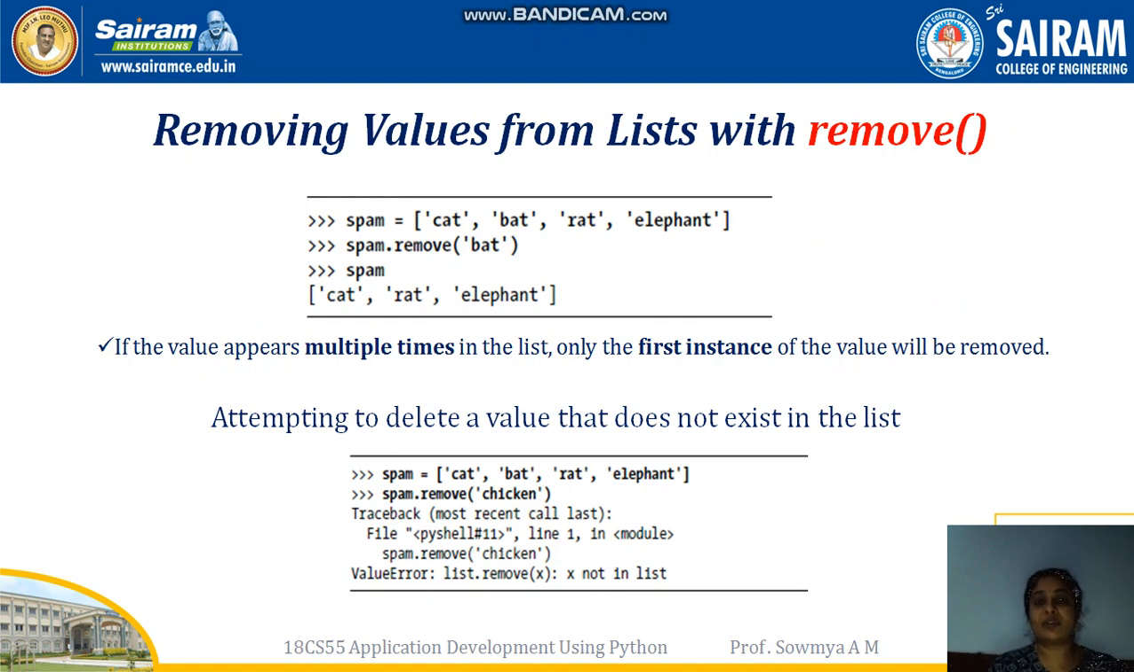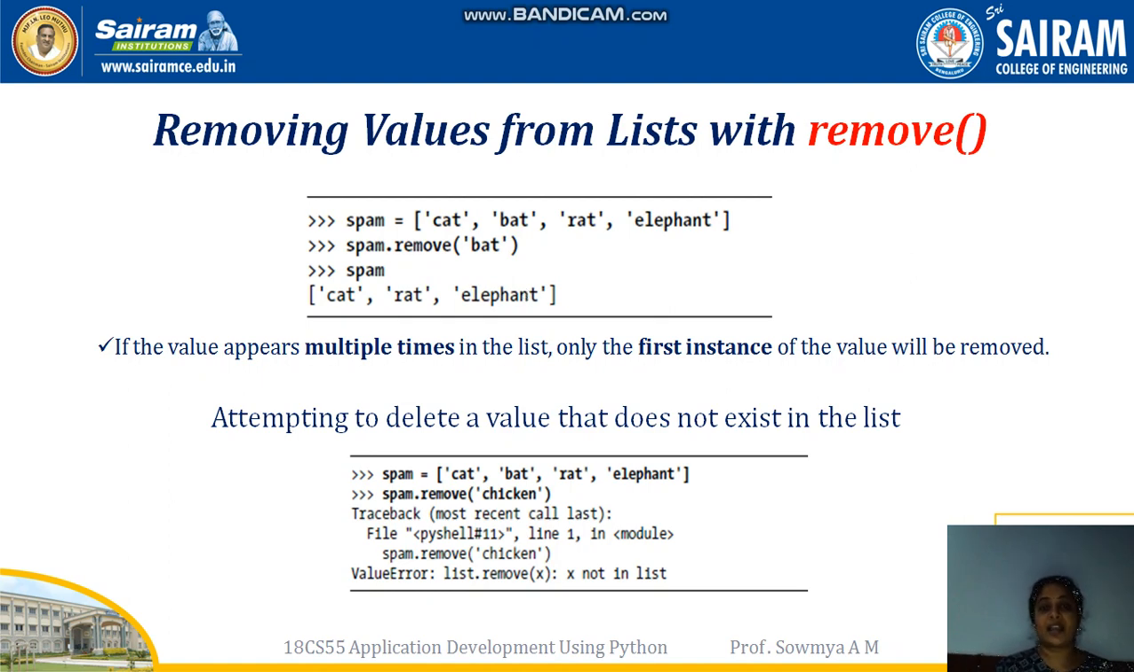Next one is removing values from the list. Before, we saw how to insert or append values; the next method is how to delete. We saw the del function, where it was removing values one after the other, but the remove method is used to remove a particular value from the list by specifying it. So spam has cat, bat, rat, elephant. If you want to remove bat from spam, then spam.remove('bat') will remove the value bat from spam.